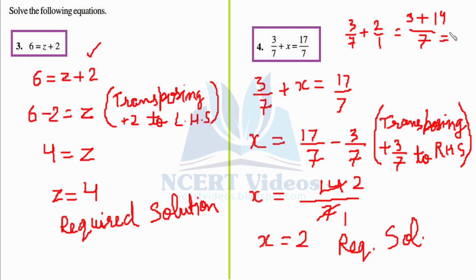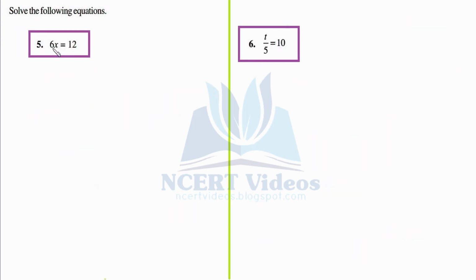So when you further solve it, 14 plus 3 is 17 upon 7, and it matches your right hand side. So your solution is correct. That's fourth. Fifth part, 6 into x, nothing means multiplication, equals 12. So we will write the equation again. 6 we will write in elaborative form. 6 multiplied with x, it is multiplication, that is equal to 12.